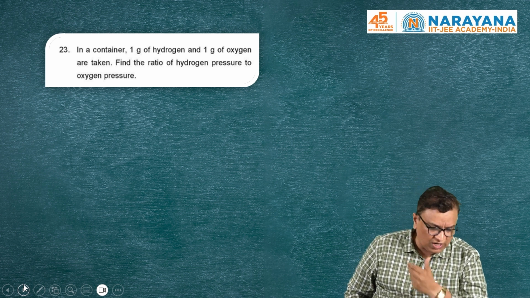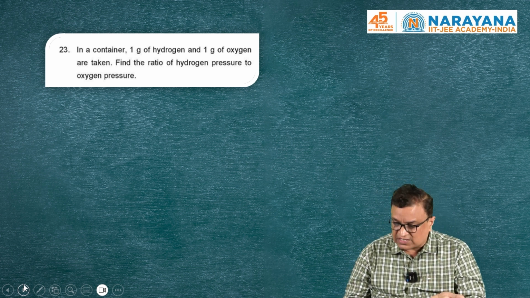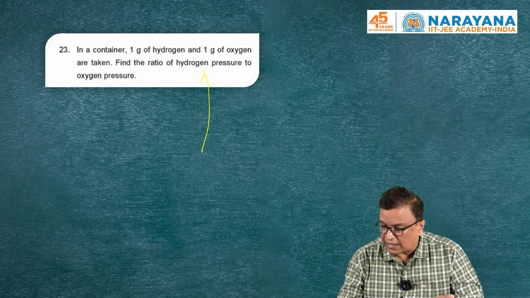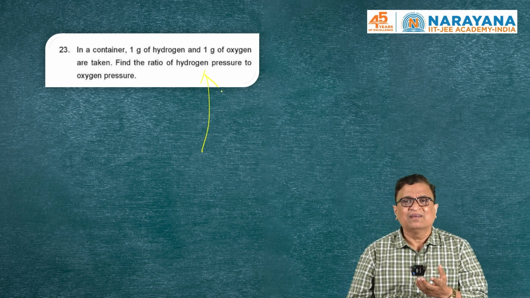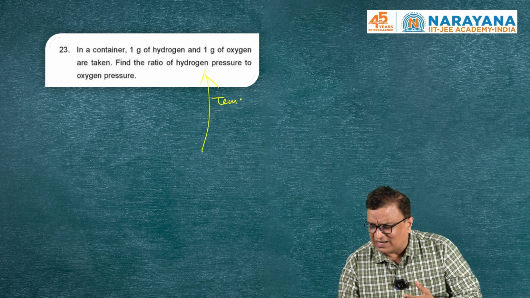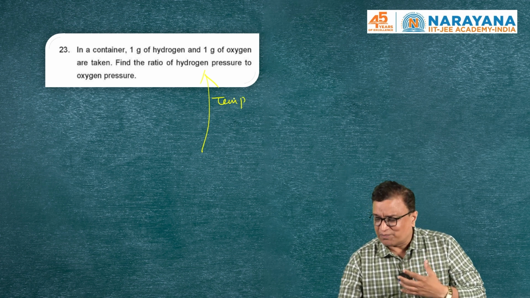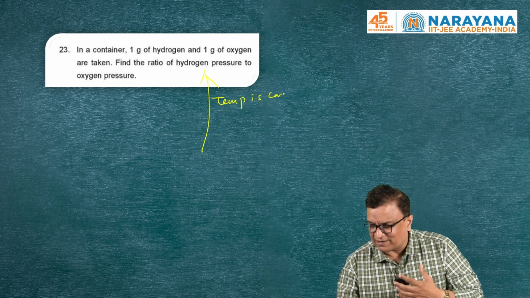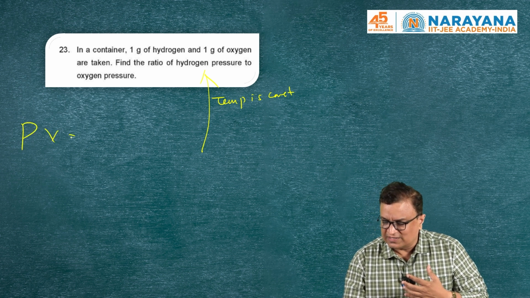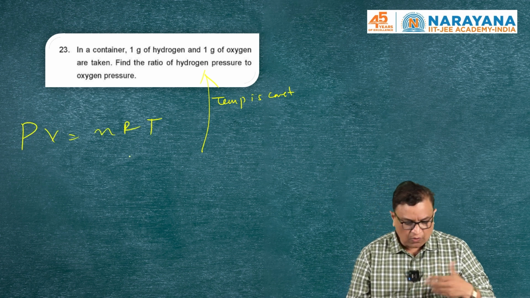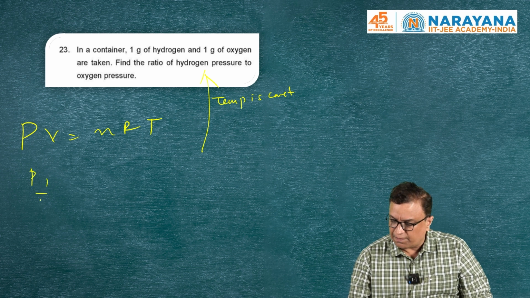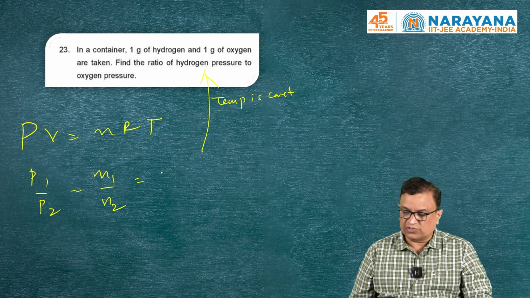Container means volume is fixed and no other information is given. I am assuming otherwise. What to do otherwise? Tell me. I am assuming this is an NTA paper. You should assume temperature is constant. So therefore, PV is equal to nRT. So what should I compare? P1 by P2 is n1 by n2, the number of moles.